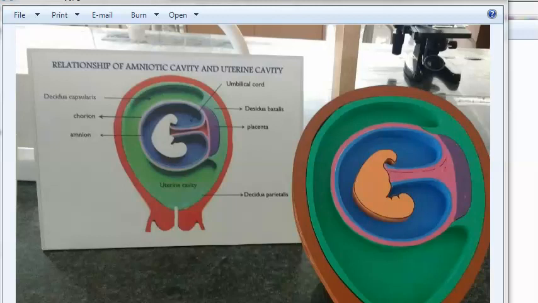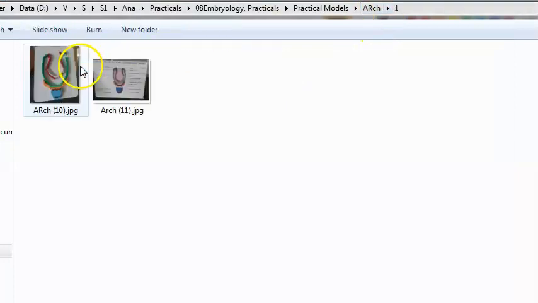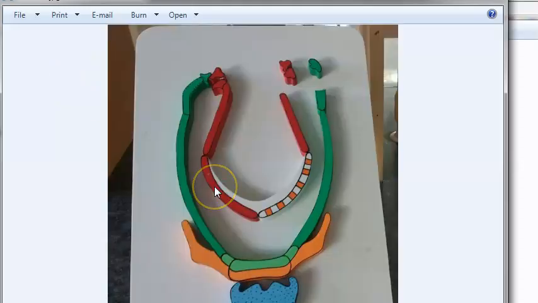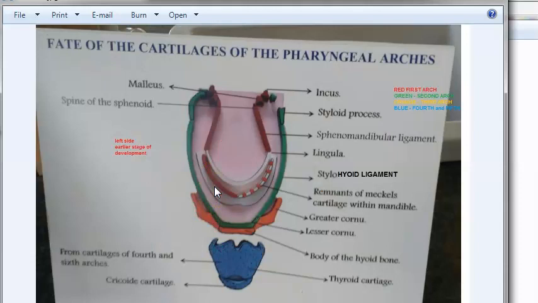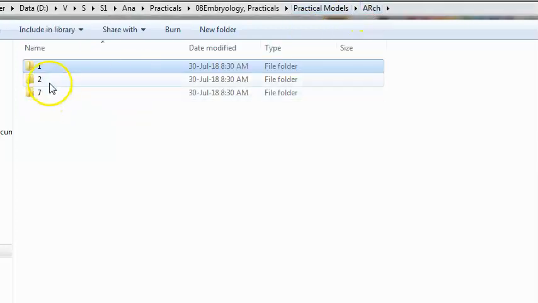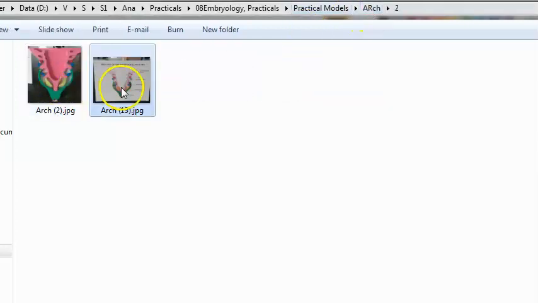Basic stuff of embryology like the arches, everything you can understand. Like you can look at the arch here, right? So the arches, exactly what they do, the fate of the cartilages of the pharyngeal arches. These are all basic things that you should know. Okay.